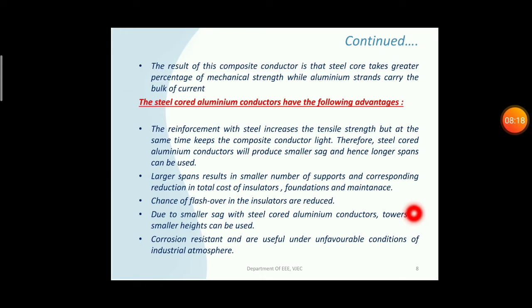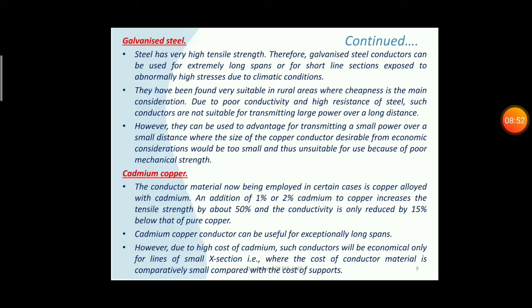As the mechanical strength is more, the span can be increased and hence the requirement of towers, insulators and foundations are reduced. Also, as the insulators are less, the chance of flashover is also reduced. Due to the smaller sag of steel cored aluminum conductors, towers with smaller heights can also be used. And also, steel will provide corrosion resistance under unfavorable conditions like industrial atmosphere.